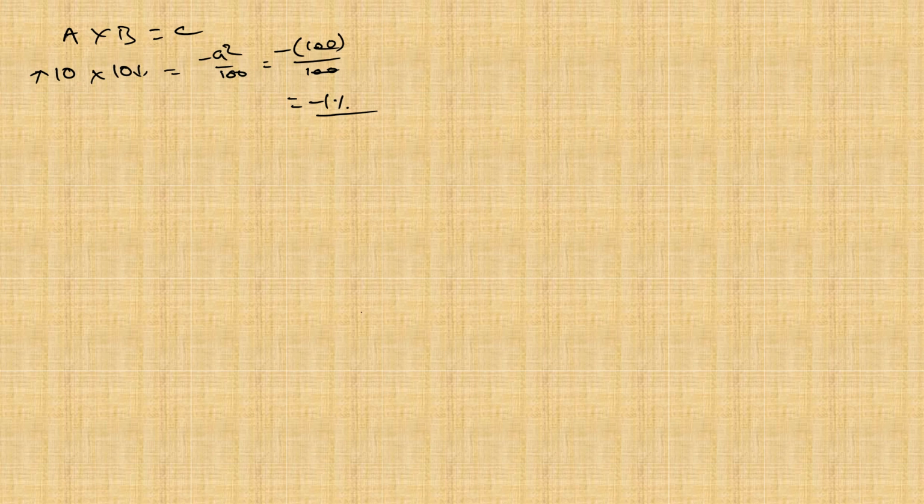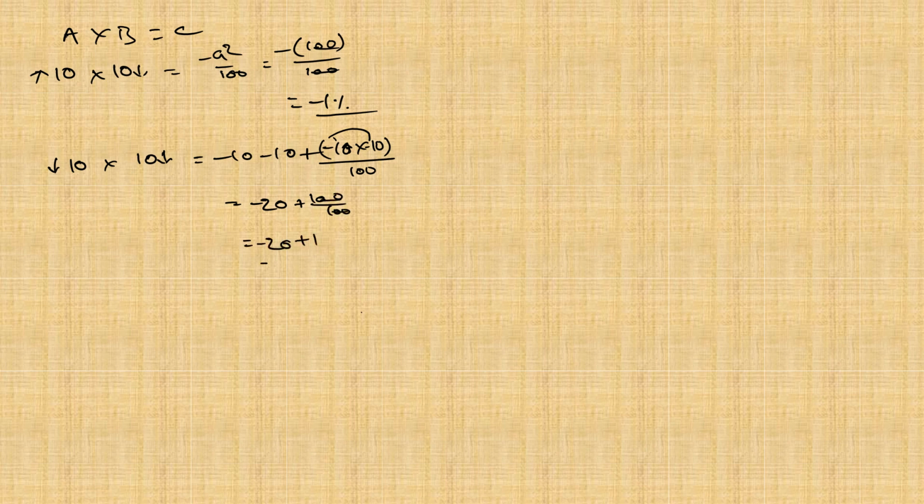Okay. If there is a decrease of 10% in the number A and a decrease of 10% in the number B, then the effective change is minus 10 plus minus 10 into minus 10 divided by 100, that is minus 20 plus, minus minus gets positive, it is 100 by 100. You cancel the zeros. Minus 20 plus 1 is equal to minus 19 as the effective change in the number.